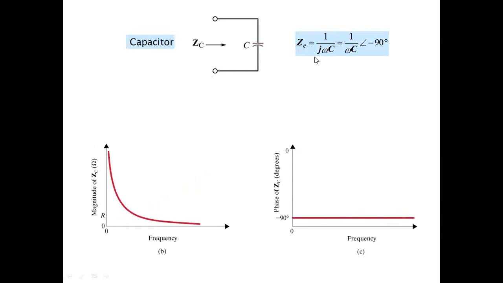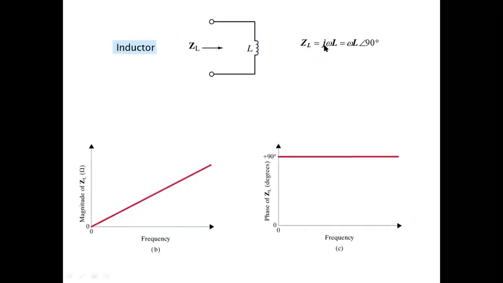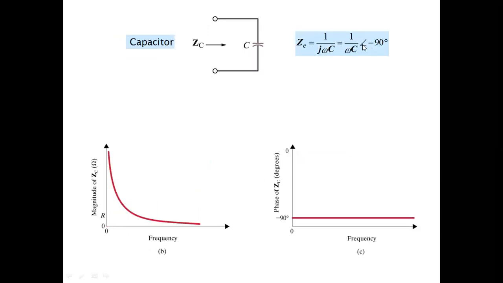For the inductor we had 1 into j omega L, which is nothing but j omega L, with an angle of 90 degrees. But when there is a capacitor, you get 1 upon j omega C. So here we get the phase difference of minus 90 degrees. You can take it in polar form as 1 upon omega C angle of minus 90 degrees.